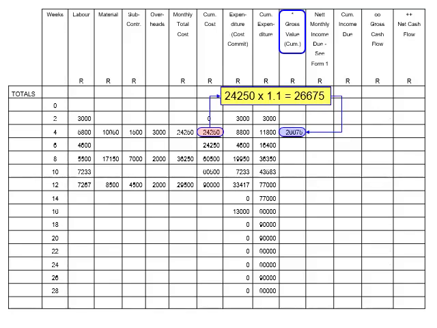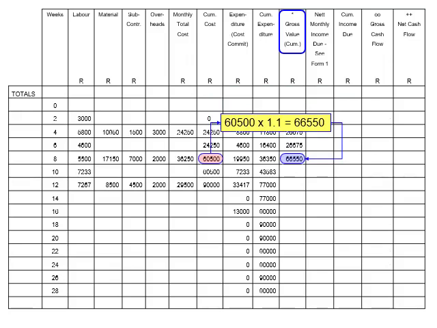We should also do the calculation for week 6, but you will observe that the amount in the cumulative monthly cost column is the same as that for week 4, and therefore we can also just copy the amount for week 4 in the cumulative gross value column. Continue the calculation for week 8, 66,550 Rand, and so on. You will notice that this calculation is only done up to week 12.